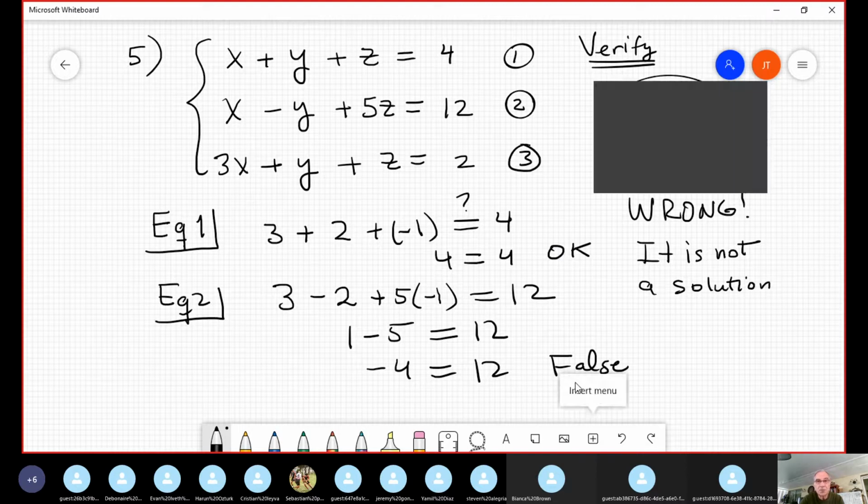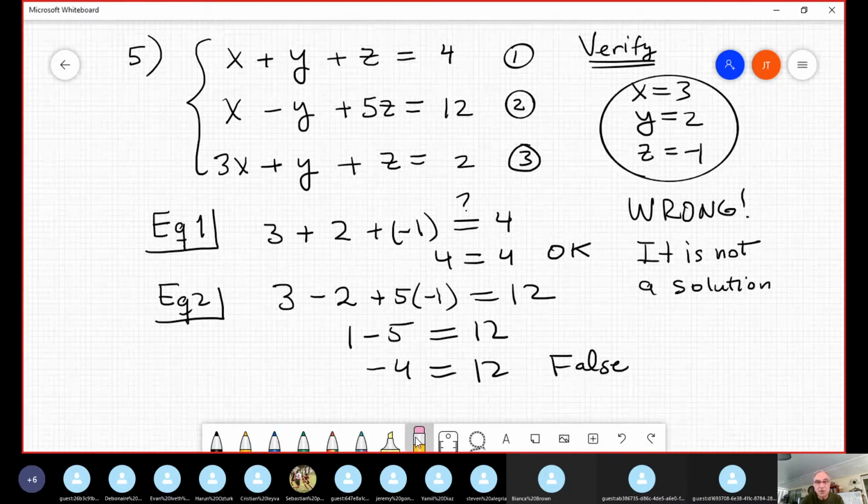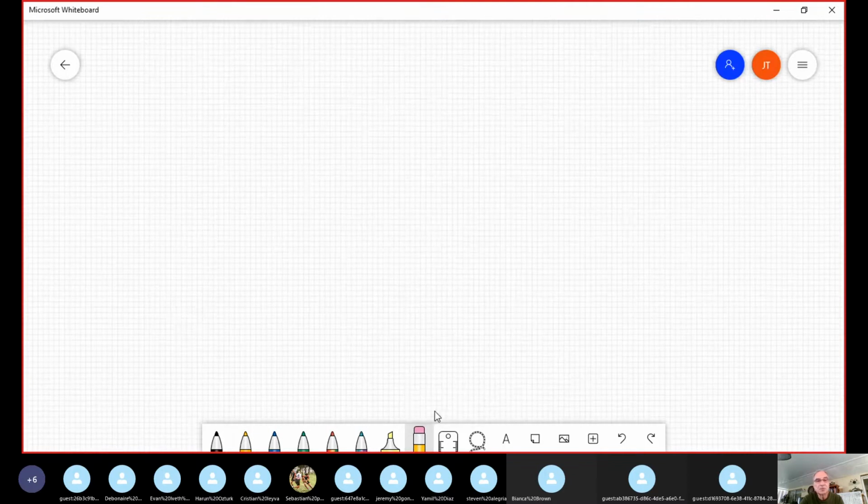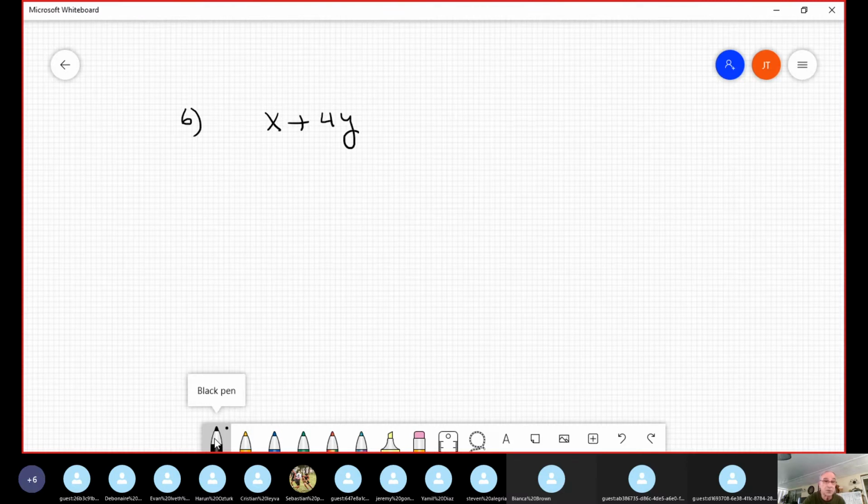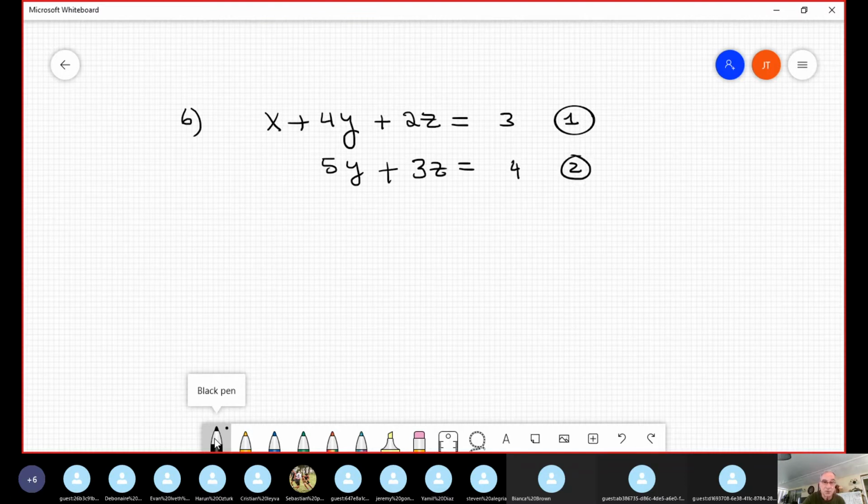Okay? Let's move on to number 6. It's a little bit more interesting. Number 6 is a system. Solve the system. No verification. Number 6 is x plus 4y plus 2z equals 3. This is my equation 1. 5y plus 3z is equal to 4, equation 2. x is missing in the second equation. And in the last equation, x and y are missing, only z is equal to -2. This is my system containing 3 equations and 3 unknowns.